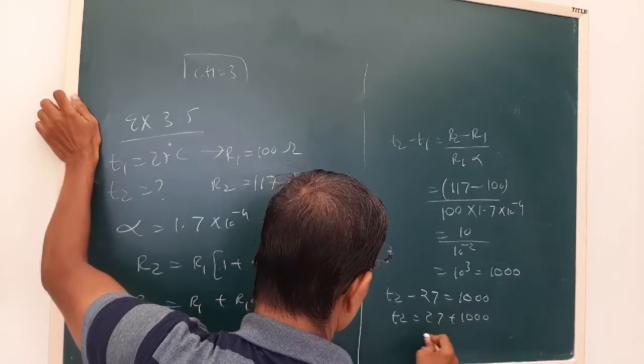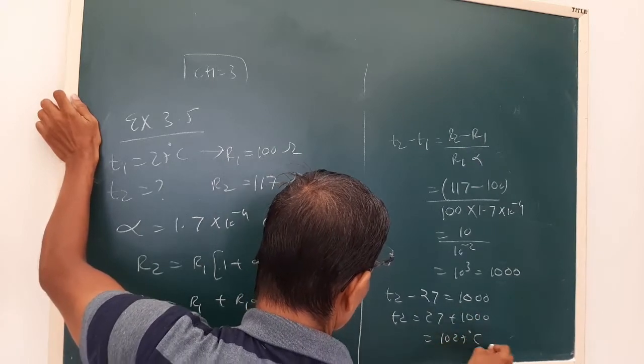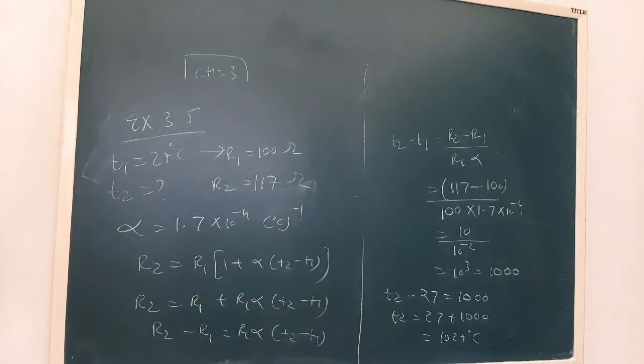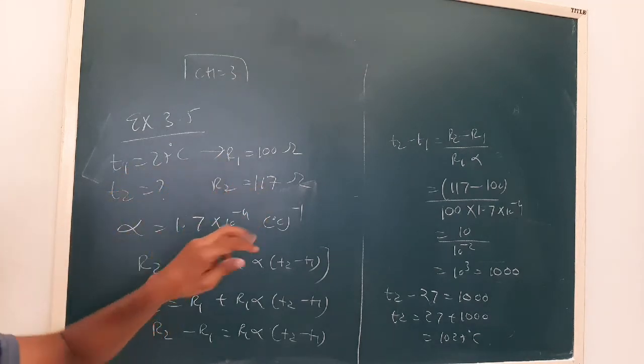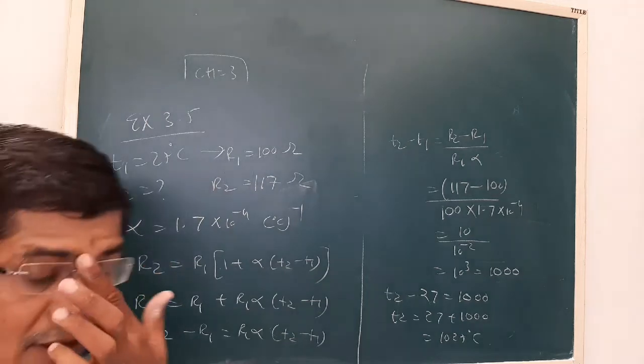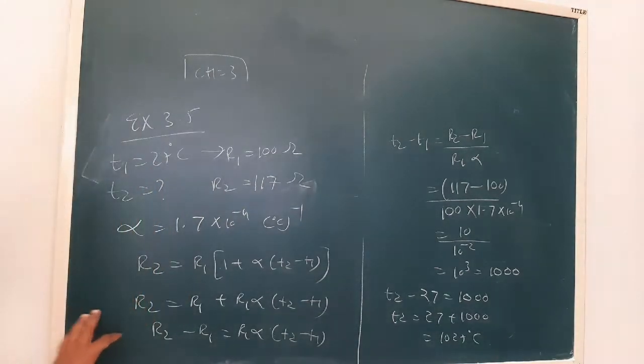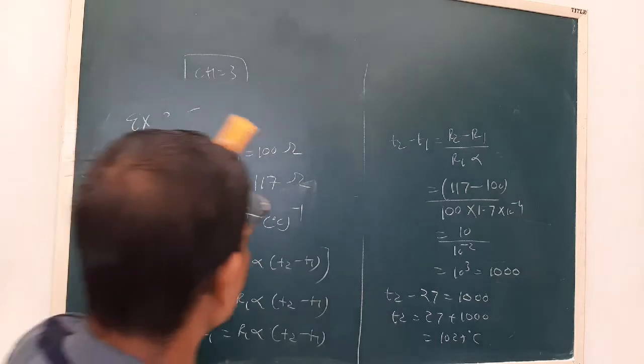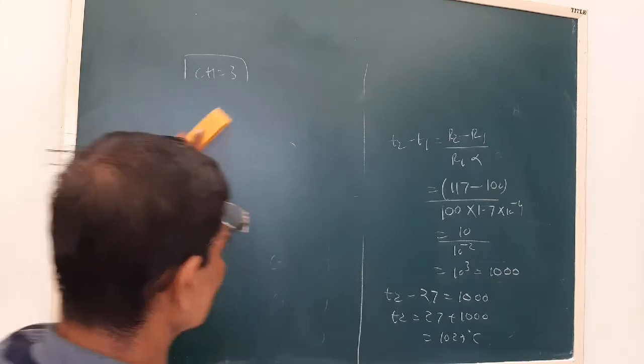So this is how we can solve exercise sum number 3.5. See here T1 is given, R1 is given, R2 is given, T2 is not given, alpha, that is the temperature coefficient of resistance, is given. So by using this equation we can solve. Now see, next is exercise sum number 3.6. Now this is very simple, we have to substitute the values only.